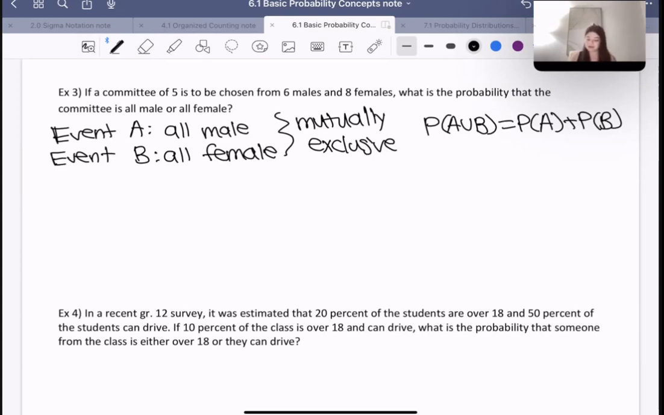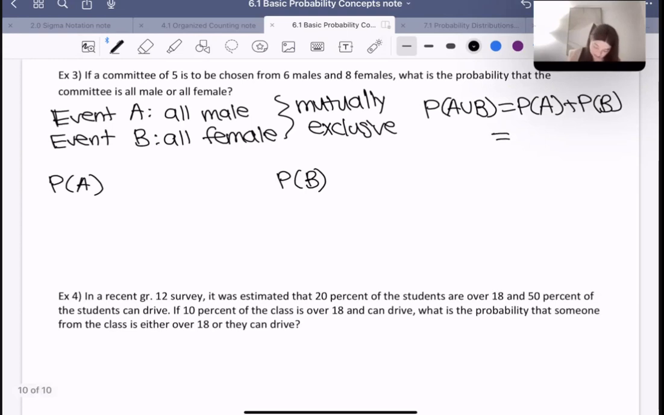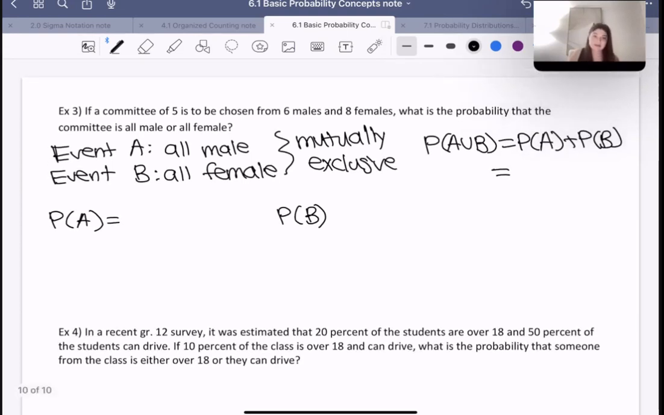So what do we need to find out? We need to find out the probability of A, and the probability of B separately, because when we add these together, we'll get the probability of A union B, which is the probability that the team was all male or all female, so just all of any gender, as opposed to a specific one. All right, so probability of A is equal to what?